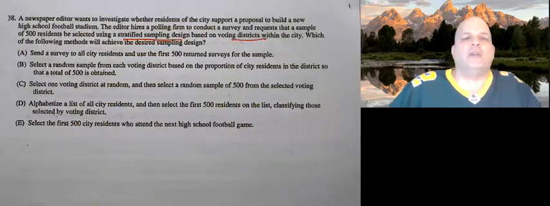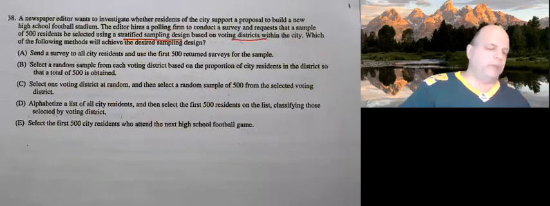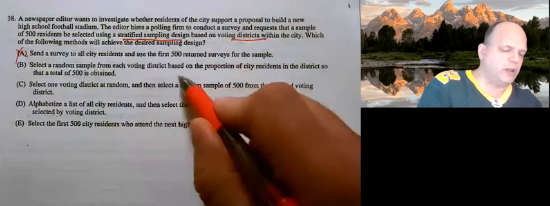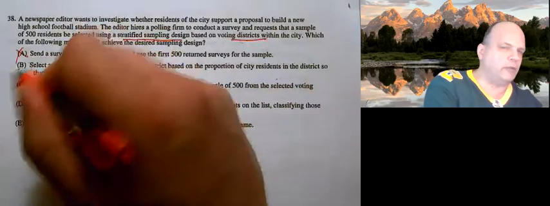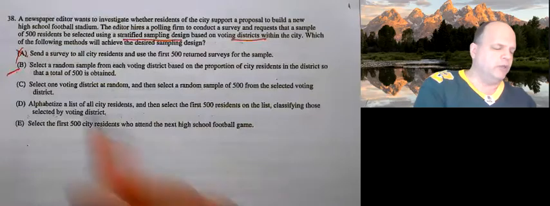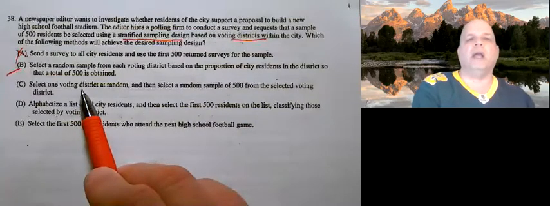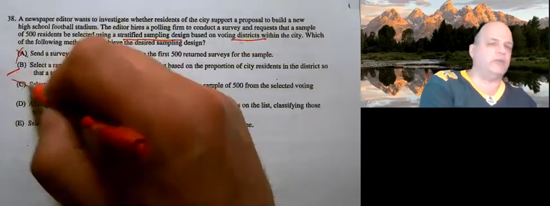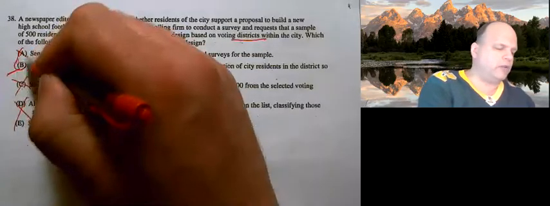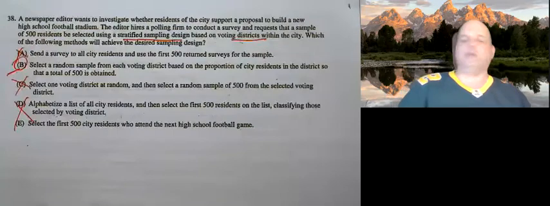Send a survey to all residents and use the first 500 to return. That's biased, and has all sorts of issues. Select a random sample from each voting district based on the proportion. That sounds really good. We're going to each voting district and taking a random sample from each one. Select one voting district at random? No, selecting one voting district, that's not it. We're supposed to get all of them. Alphabetize, all the rest of these don't apply. The only good answer is B. Number 38 happens to be B.